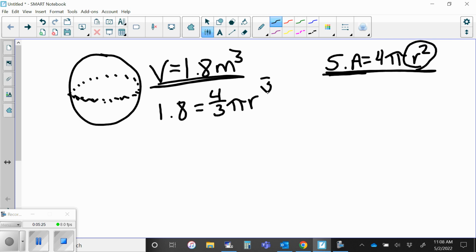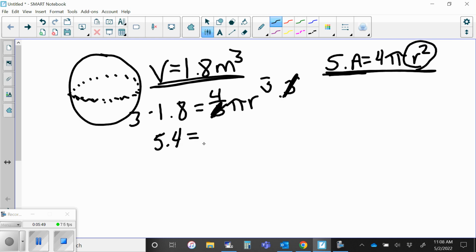The way I would do this is I would undo dividing by 3 by timesing by 3. That would cancel those two out. We're solving for r. So I times by 3, so the 3 on the bottom canceled out with the 3 over here. Then I do 1.8 times 3, and I get 5.4.